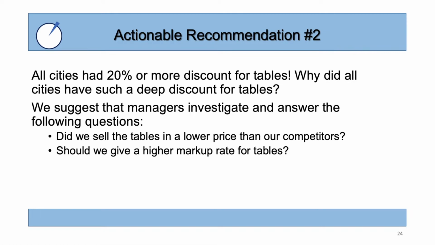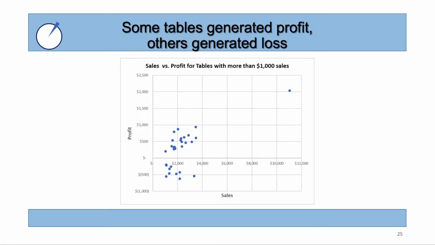All right, so this brings us into our second actionable recommendation of the presentation today. We know that all cities had a 20% or more discount for tables, which is fairly high. So why did all the cities have such a deep discount for tables? Well, to answer this question, we suggest that managers investigate and answer the following questions. Did we sell the tables at a lower price than our competitors? And should we try to have a higher markup rate for our tables? So we want to take a further look into our table problem we have here.